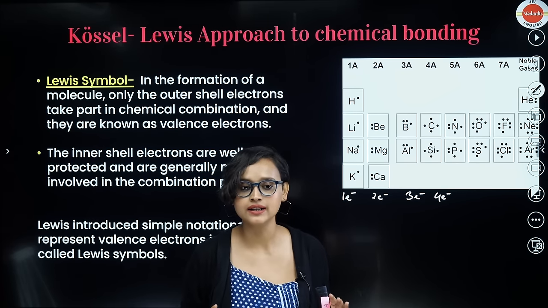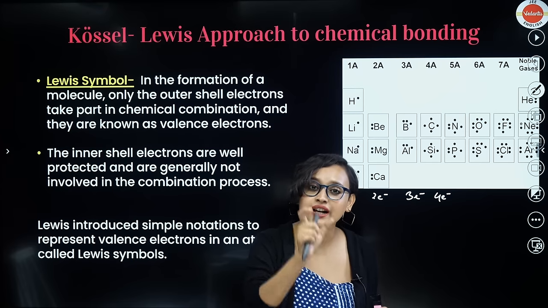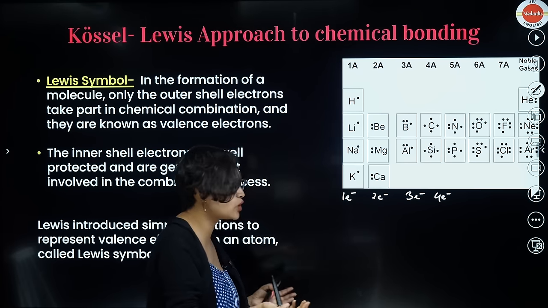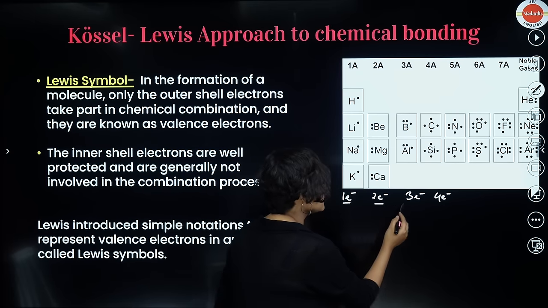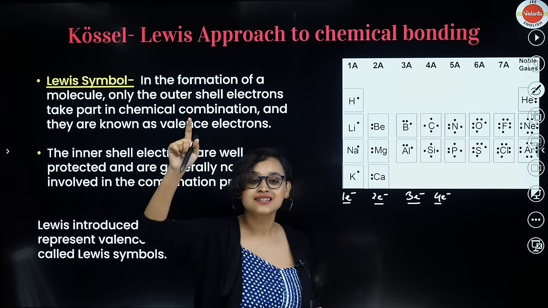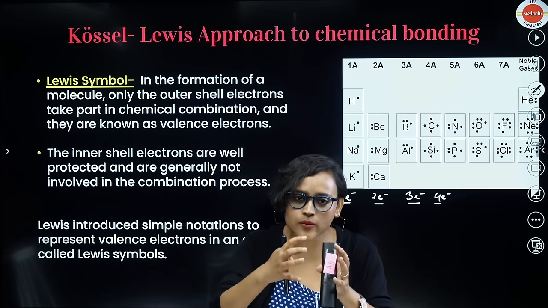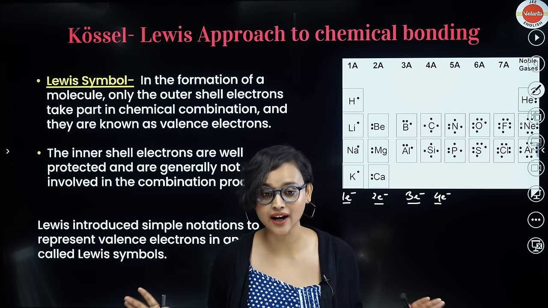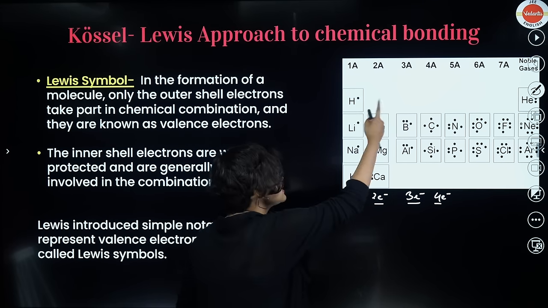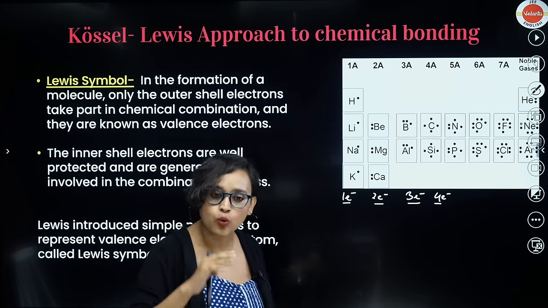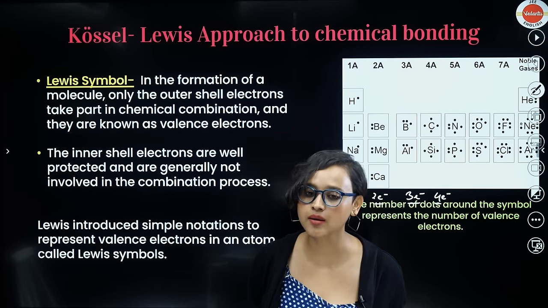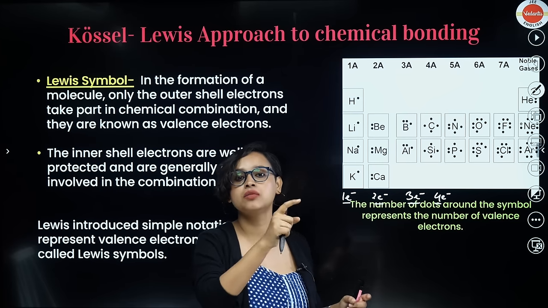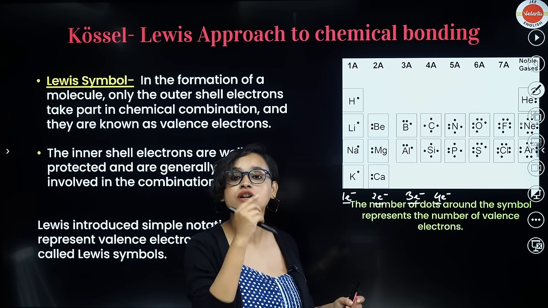So, what Lewis did was, in the formation of a molecule, he said that only outer shell electrons take part and they are called valence electrons. What are valence electrons? These are the valence electrons, whatever is there in the last shell. The inner shell electrons are well protected, so they are generally not involved in the combination process at all. So, he introduced this simple notation, which we like to call the Lewis symbol today, okay? The number of dots that you see around the symbol represents the number of valence electrons.